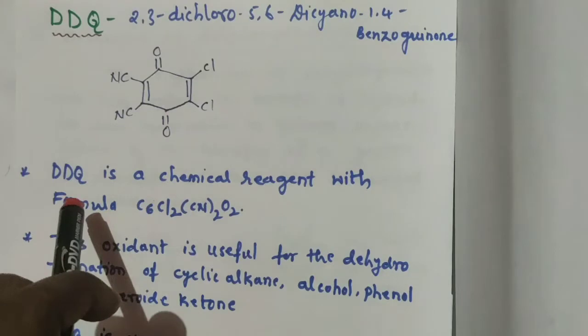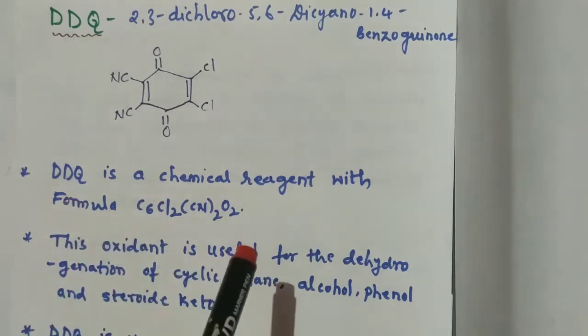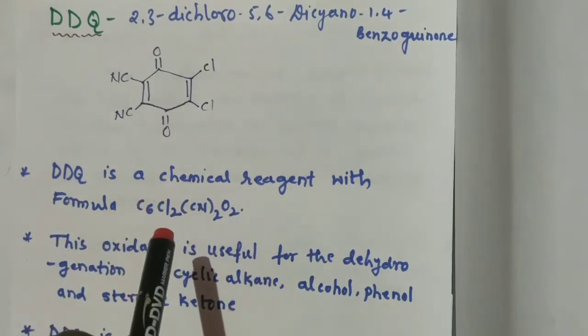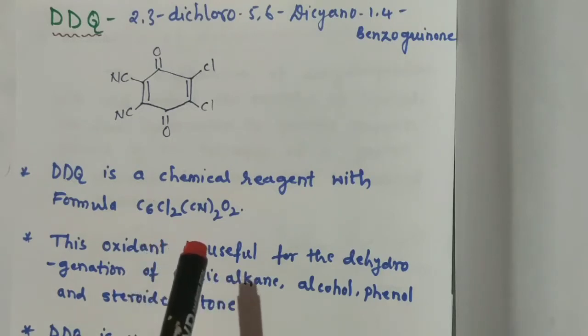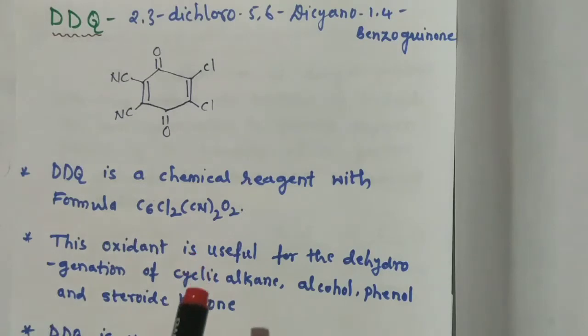So DDQ is a chemical reagent with the molecular formula C6Cl2(CN)2O2. Yes, you can see it in the structure also. DDQ is an oxidizing reagent. That means oxidation involves the addition of oxygen or the elimination of hydrogen. That is the oxidation process.